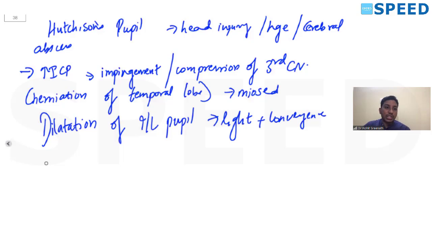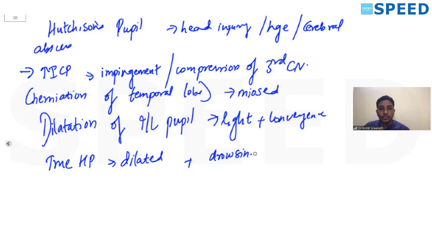So in a true Hutchinson pupil, what happens? The pupil is dilated, it's mydriatic, with the patient having severe drowsiness and loss of all reflexes.